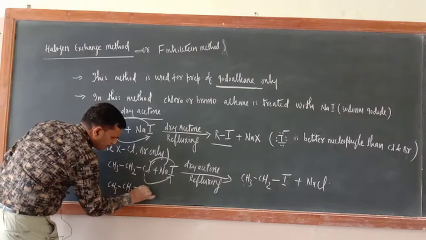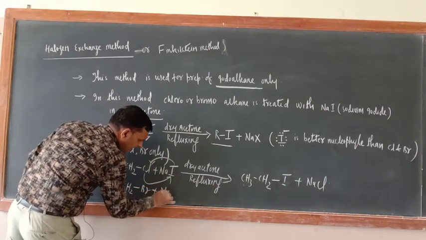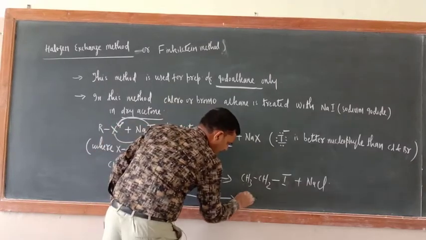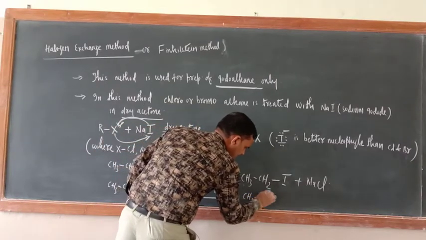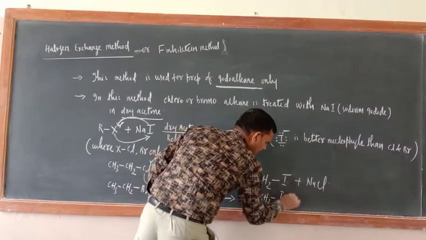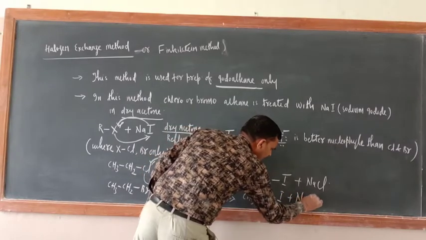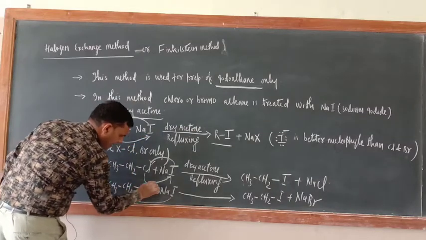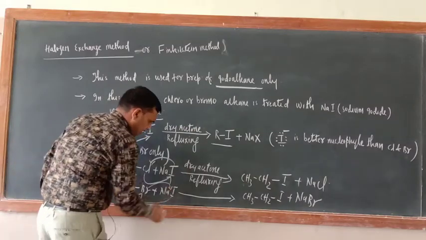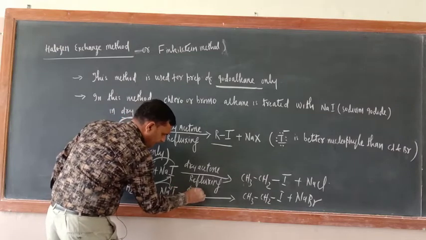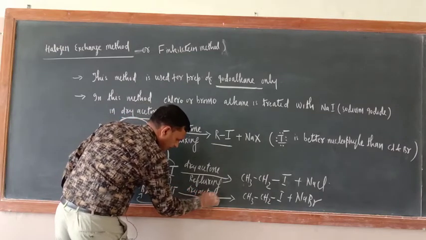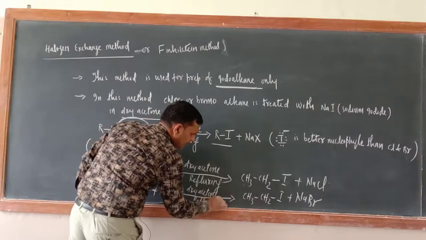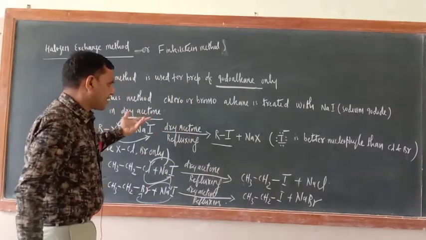One more reaction you can write: CH3CH2Br plus NaI, with the same condition, dry acetone and refluxing. The product here is CH3CH2I plus NaBr. Very simple reaction. Here also I will come here, Br will go here. So now this method is also over.